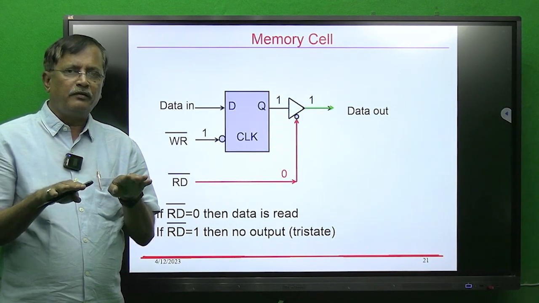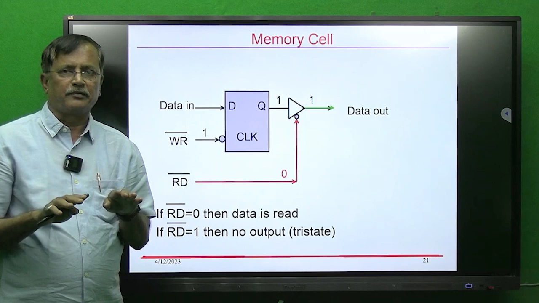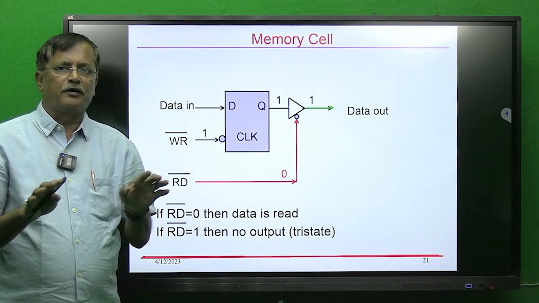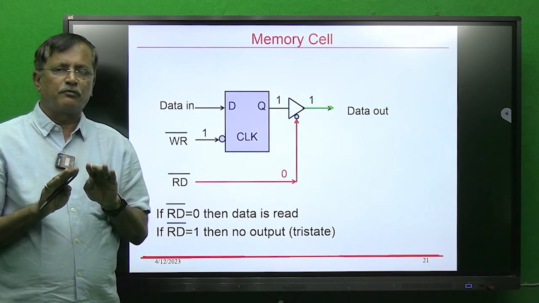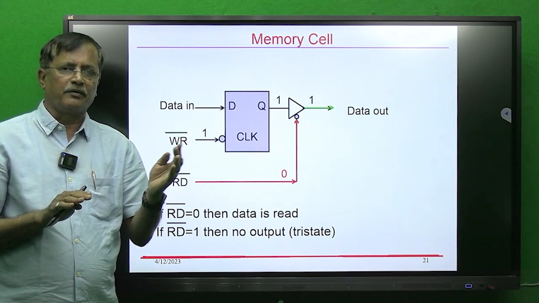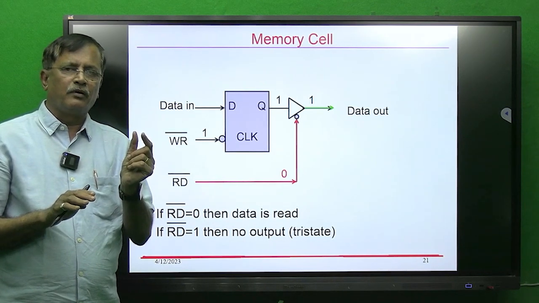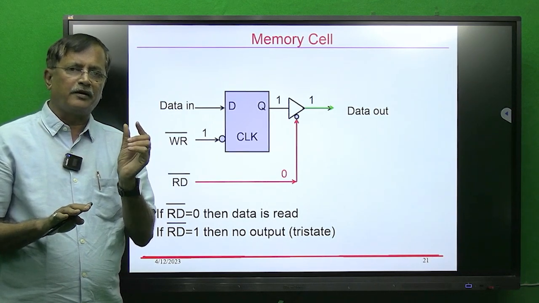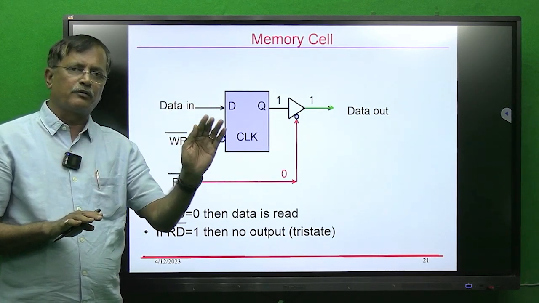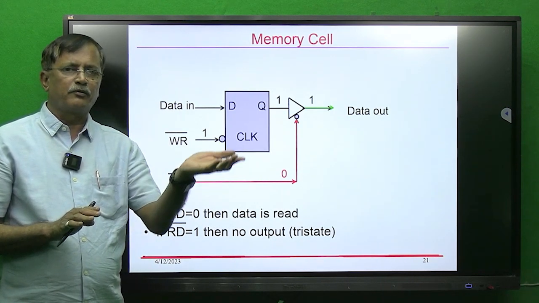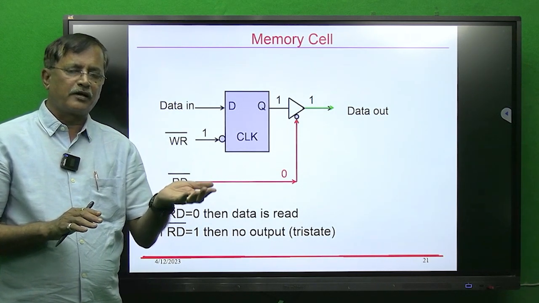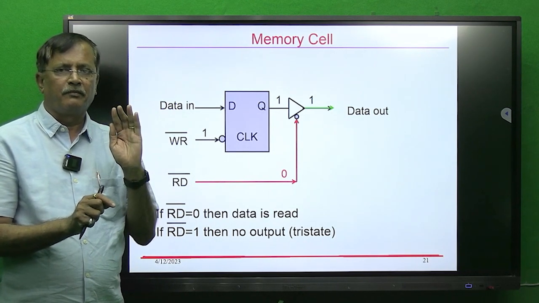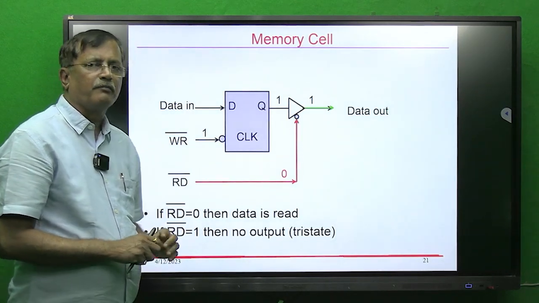Means if both are 1, there is no read operation, there is no write operation. If read bar is 1, write bar is also 1, there is no read or write operation going on. But whenever the processor wants to write data, store data into memory, it will give write signal 0 and read signal remains 1. Read signal will remain 1, but only the write signal will be given 0, so that data will be stored into memory. And after some time, suppose the processor wants to read, then the processor can read that data by giving a read signal 0, and write remains 1. And in this way, you can read data from memory.